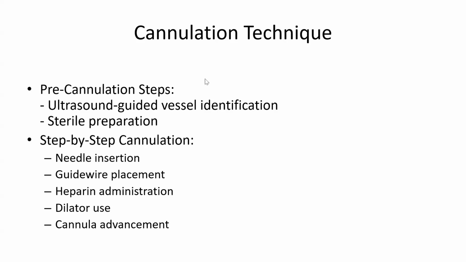So before we cannulate, we do the ultrasound guided vessel identification, and we cannulate like we are putting a central line. Remember what we do. You see the vessel by ultrasound. We put the needle, see the free flow, put the guide wire. Here, after putting the guide wire, we are giving a bolus dose of heparin. And after that, we are serially dilating the vessels. Why serially dilating? I will come to it later. And after appropriate dilator use, then we put the cannula.